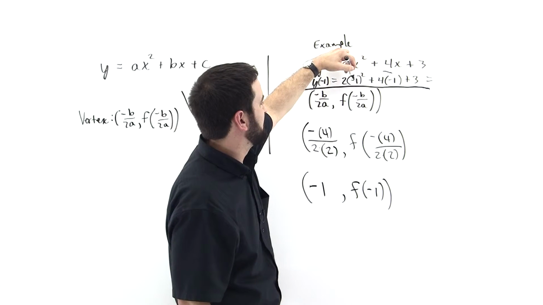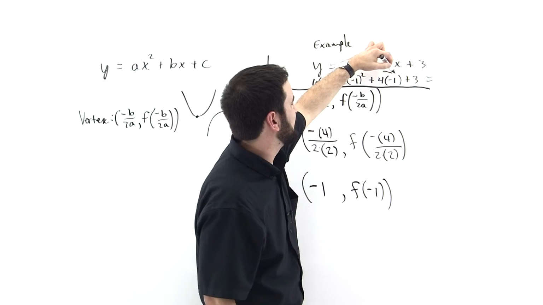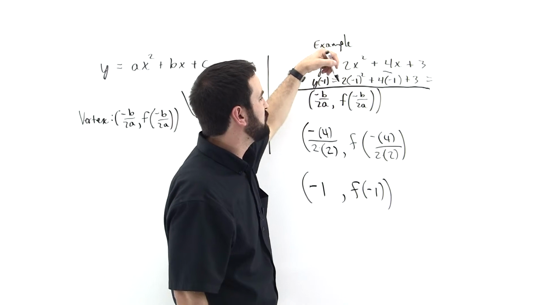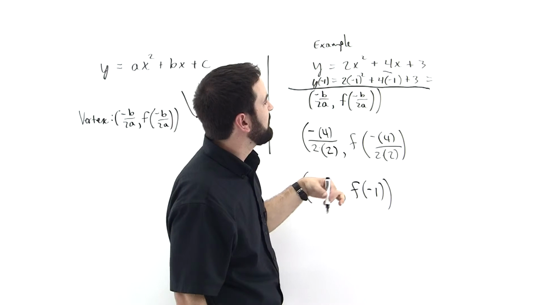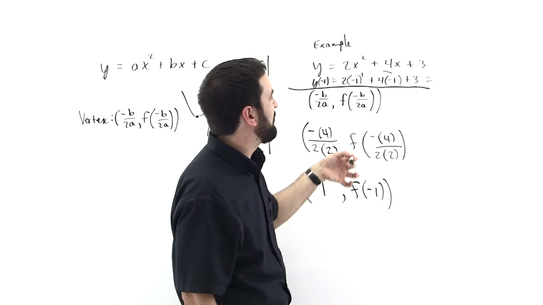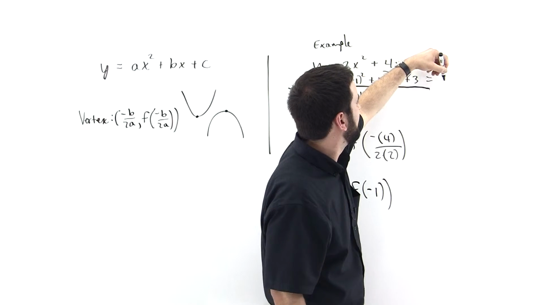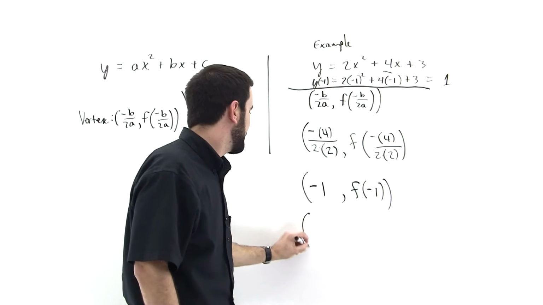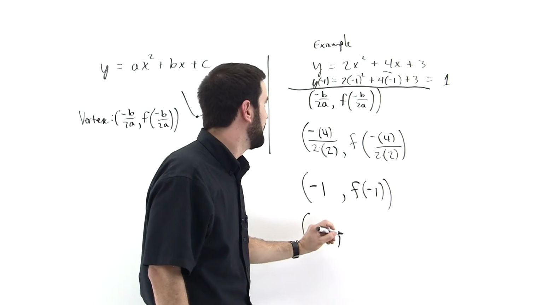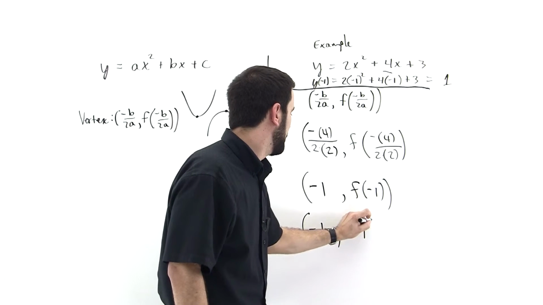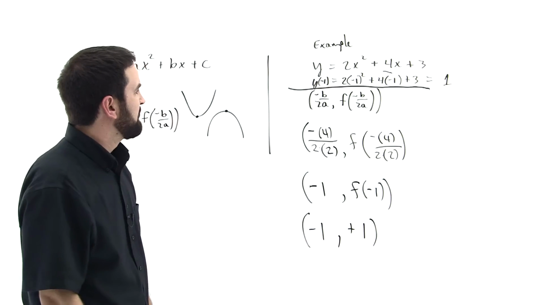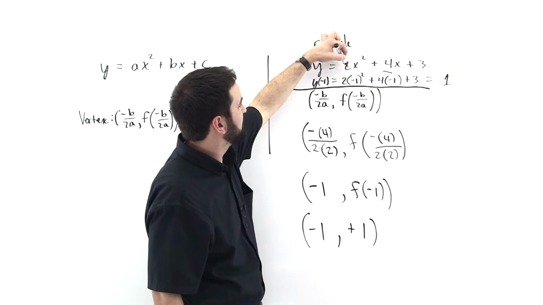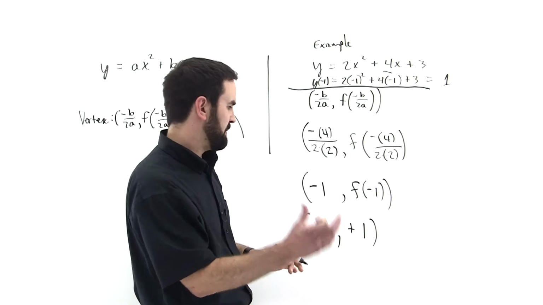This whole thing is positive 2. And then this whole thing is negative 4. Negative 1 times 4. So 2 minus 4 is negative 2. And then plus 3 is positive 1. So negative 2 plus 3 is positive 1, right? So then the vertex occurs at negative 1, comma, positive 1. And we see that this leading coefficient is positive, so it will be concave up.